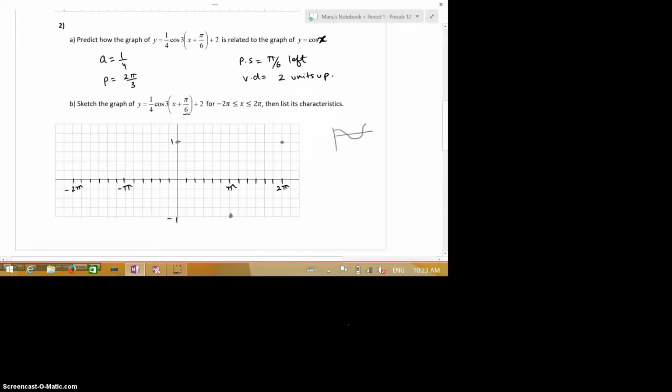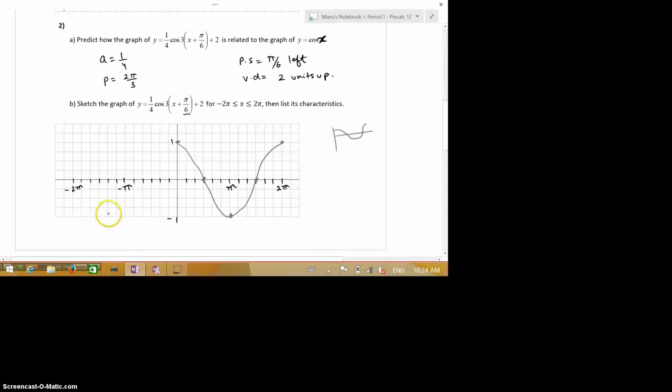And then in between the maximum and the minimum at pi over 2, it's going to be at 0. The reason being is because cosine of pi over 2 is 0. Cosine of 3 pi over 2 is also 0. And then cosine of pi is negative 1, cosine of 2 pi is 1. When you connect the dots, you end up with this graph right here. This is the original graph.